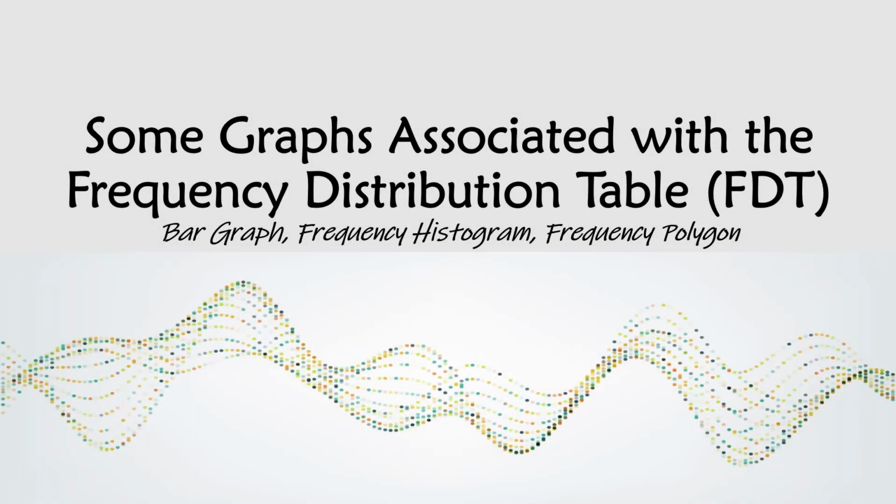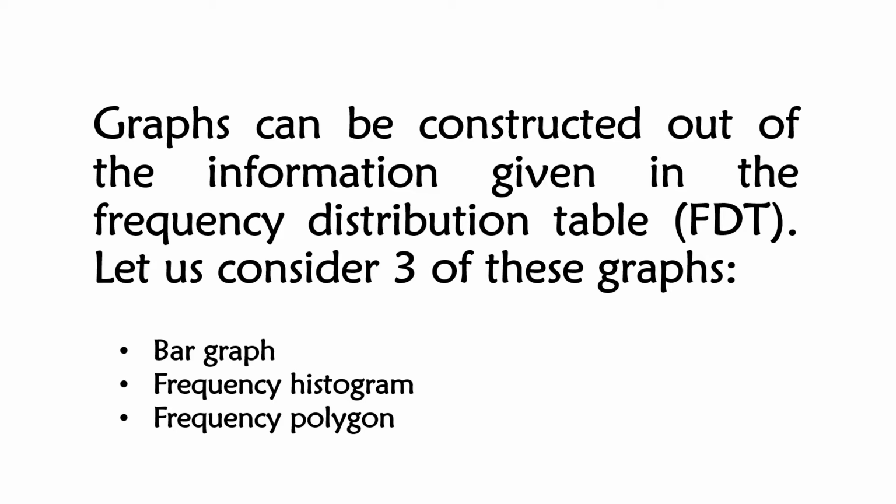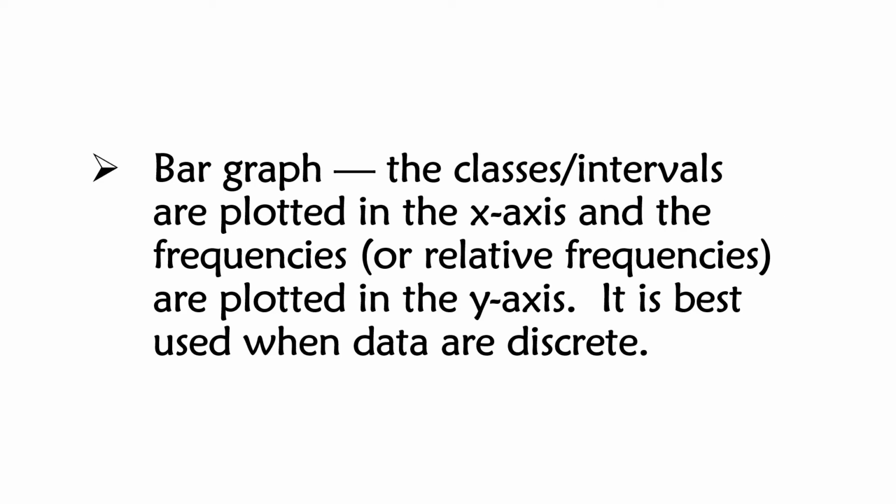Graphs associated with the frequency distribution table, or FDT. Graphs can be constructed out of the information given in the FDT. Let us consider three of these graphs: bar graph, frequency histogram, and the frequency polygon. First is the bar graph.